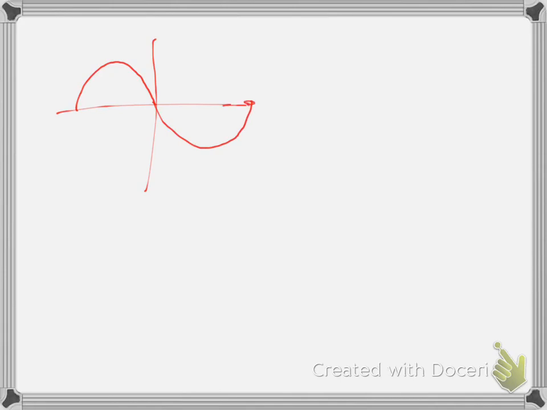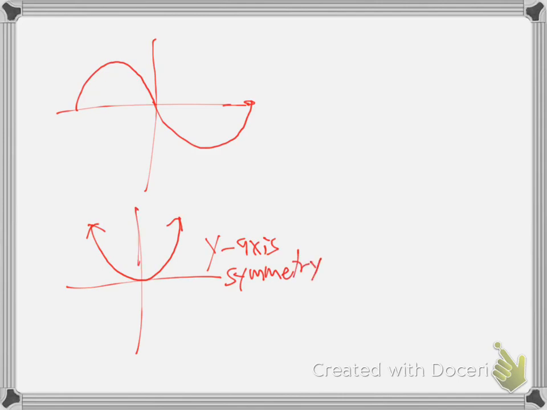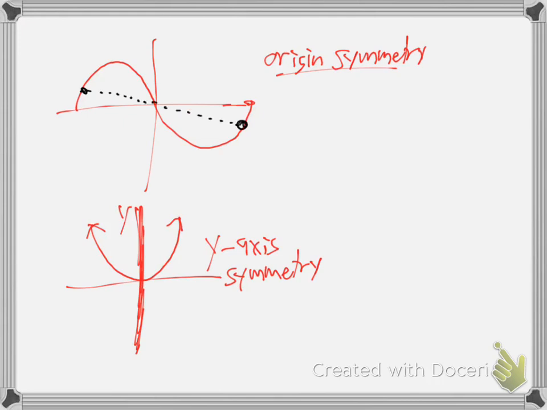Let me go through the various types. This type of graph right here would have y-axis symmetry, because you see how the y-axis goes right down the middle of it? Whereas this graph that we have has origin symmetry. Why origin symmetry? Because any point on the graph, if you go straight to the origin and shoot through to the other side, you have the same dot on the other side.